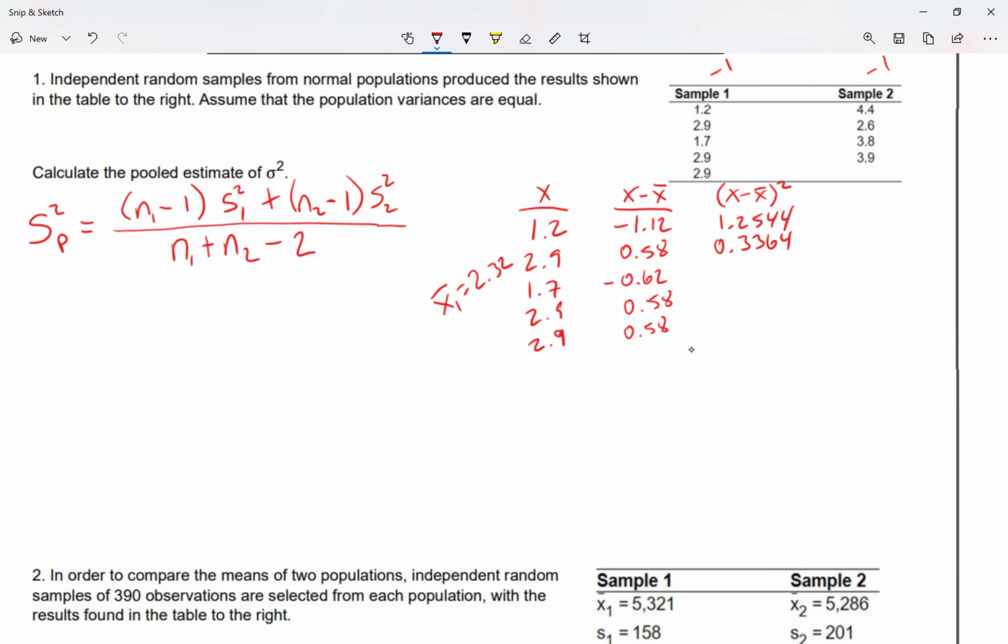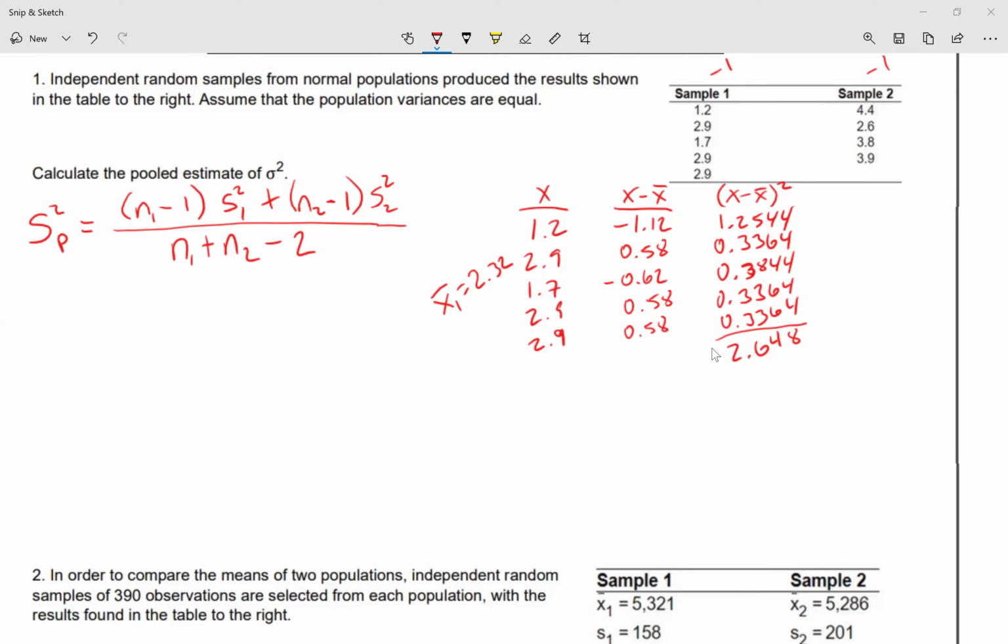And then here, negative 0.62 times negative 0.62, I get positive 0.3844. And then here I'm gonna get 0.3364 and 0.3364. Let me add them all up. Okay, so now this is 2.648. Does that seem right? Let me double check.